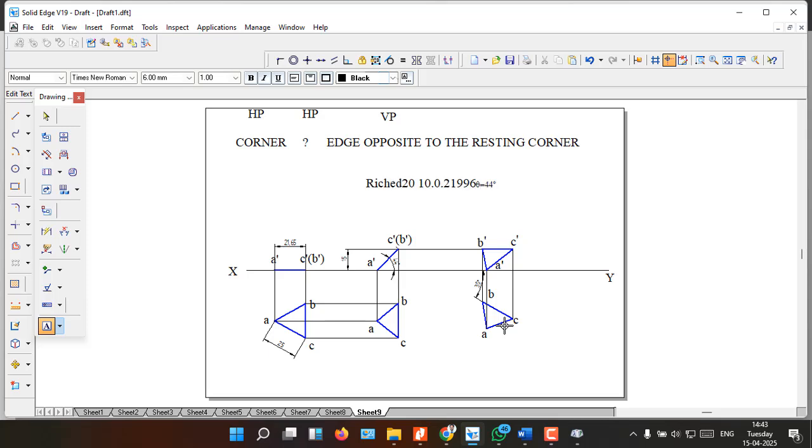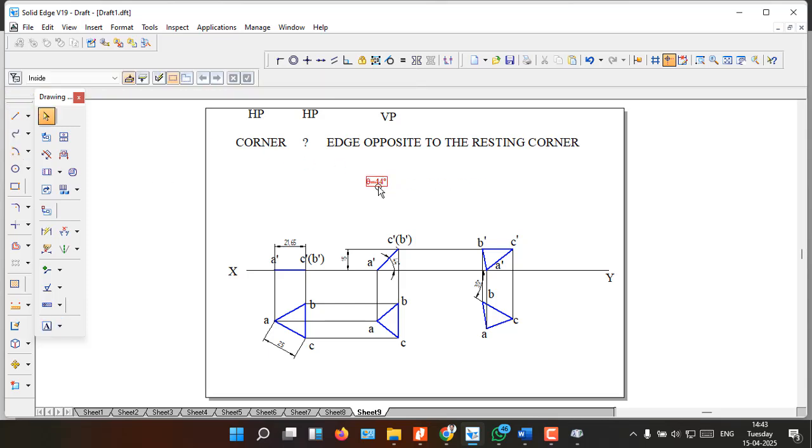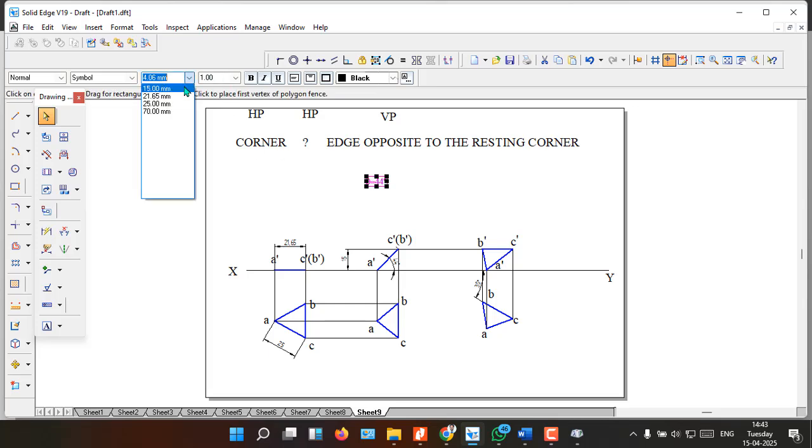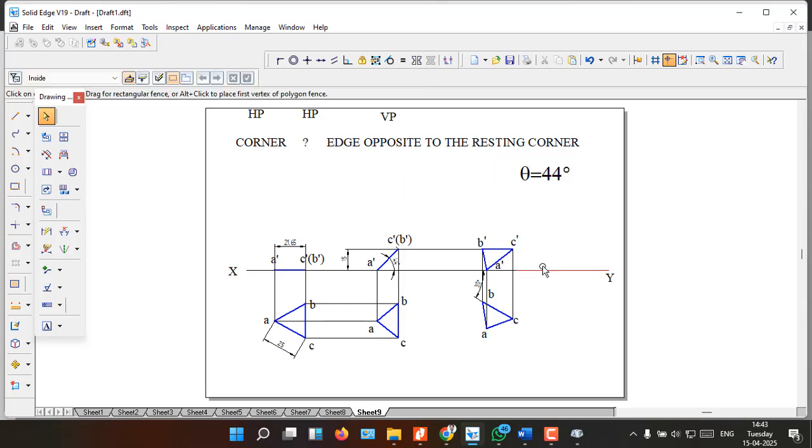You just go back for the theta, just delete. Now, select this one and increase the font size. So this is exactly fine. So theta is equal to 44.